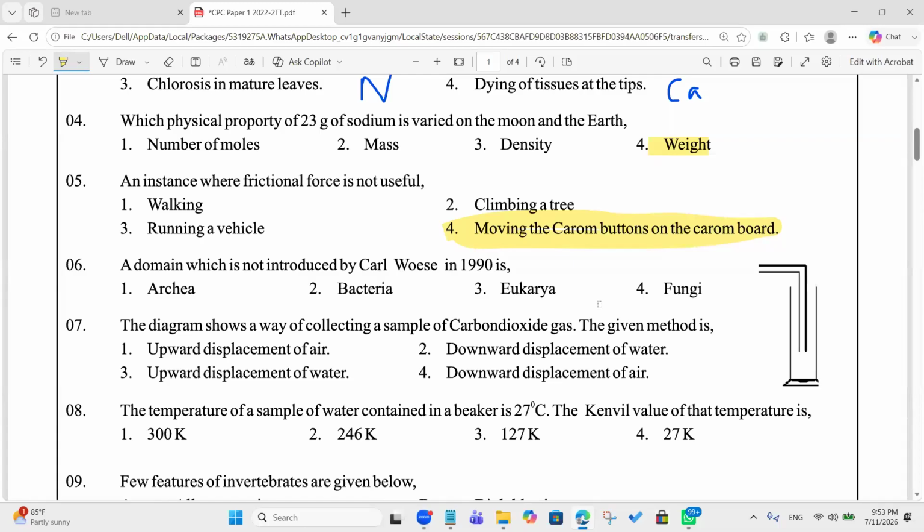Yeah, you have learned three domains introduced by Carl Woese. Need your answers quickly. Fungi. Yes. So what is fungi then? Kingdom. Yes, it's a kingdom, right? And do you remember the five kingdom classification? Who introduced the five kingdom classification? Robert Whittaker. Very good, Ronald.